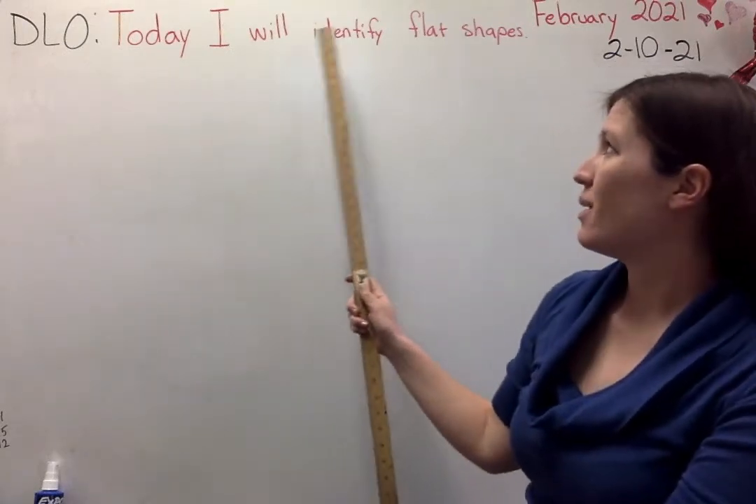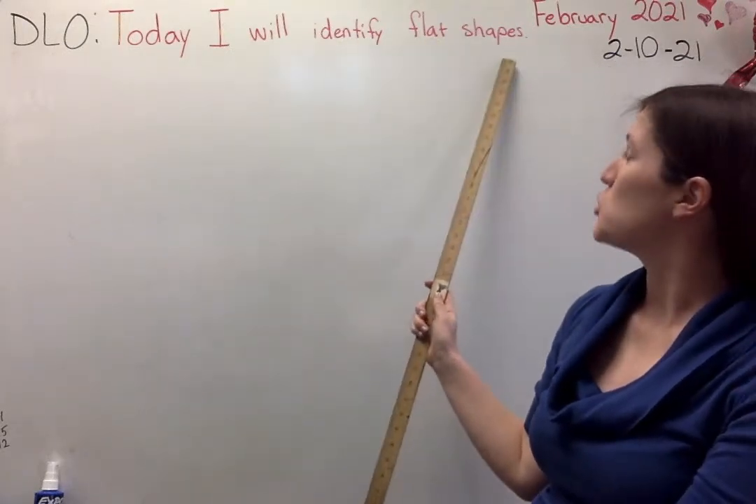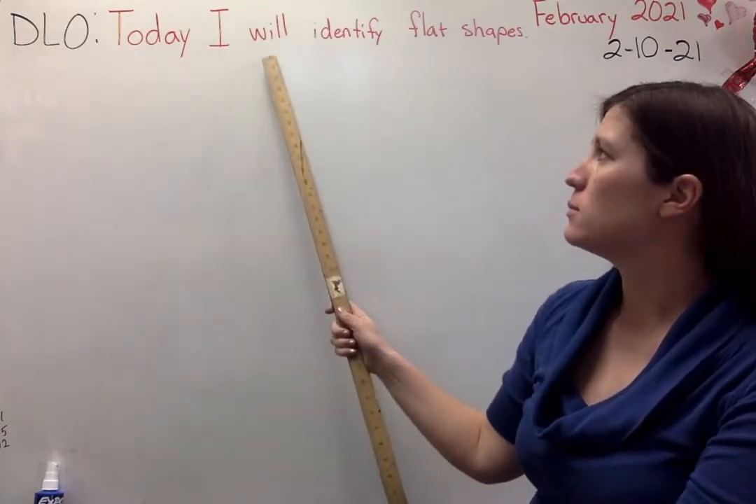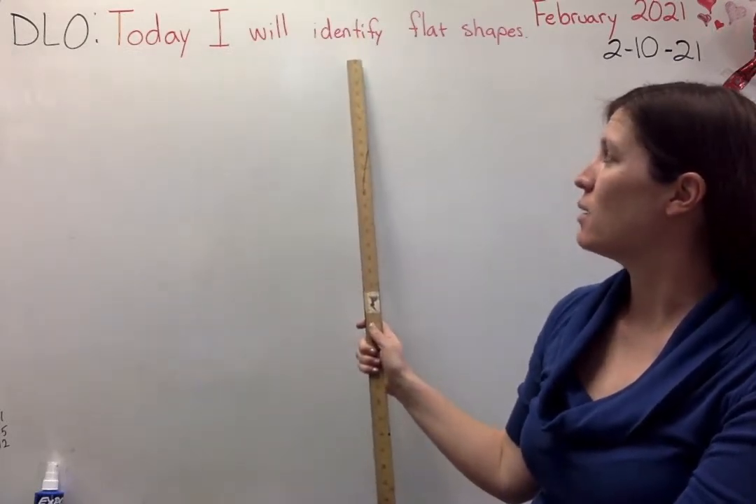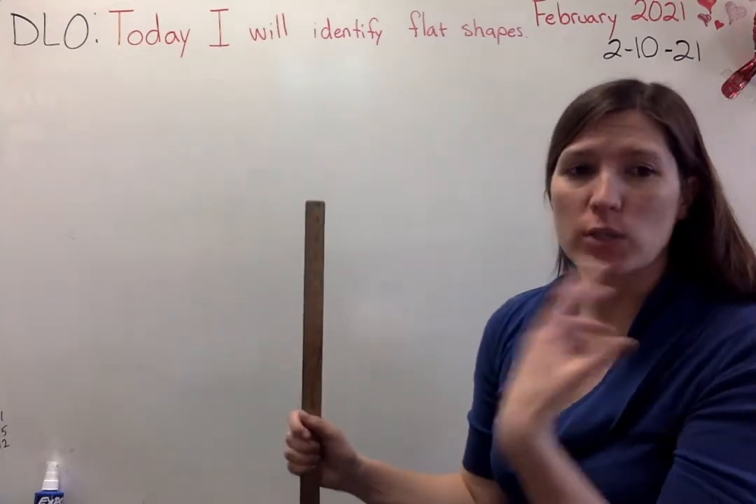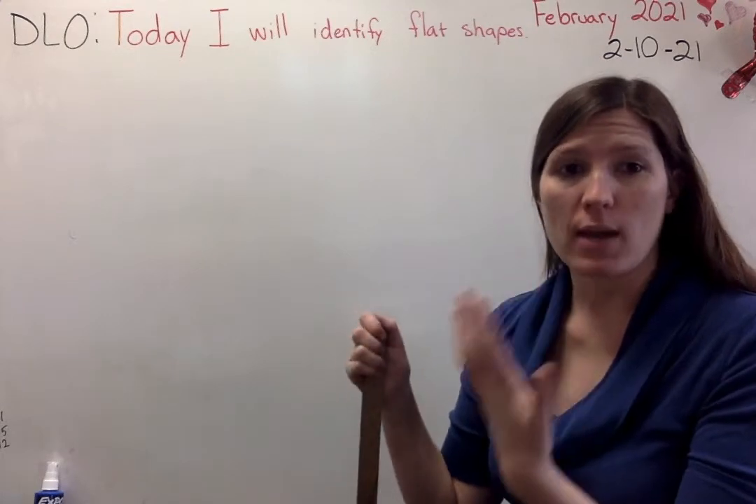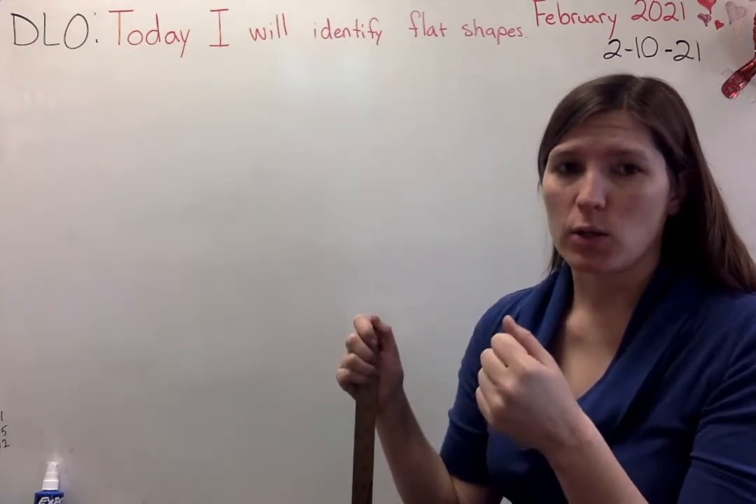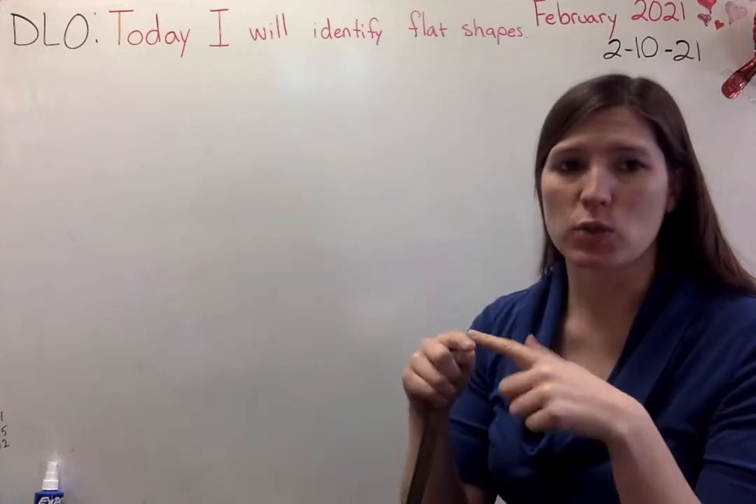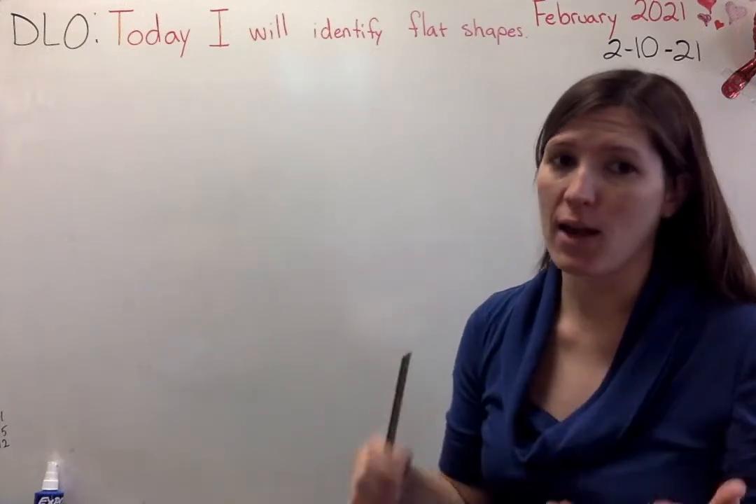Today I will identify flat shapes. Now it's your turn. Today I will identify flat shapes. Identify means when you see the shape, you'll be able to tell me what the name is, because you'll understand the different characteristics or attributes about it that give it that name.